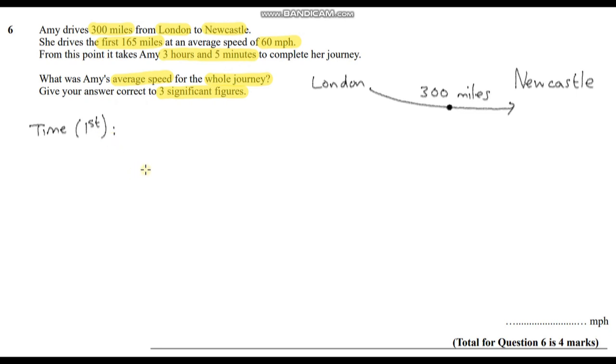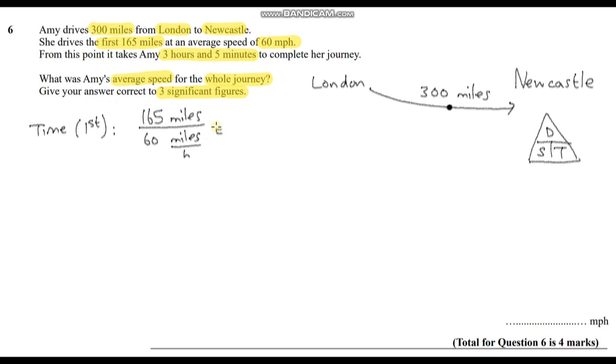Well, we think about the relationship between speed, distance and time, and I like to draw these triangles out. So speed is equal to distance divided by time. So if we're working out the time, it's going to be the distance divided by the speed. So the distance from here to here is 165 miles. We're going to divide that by the speed, which is 60 miles per hour. Let's get our calculator out.